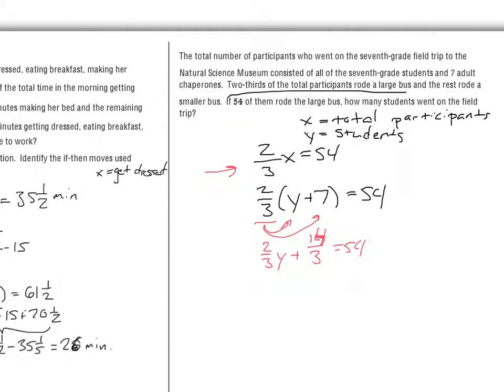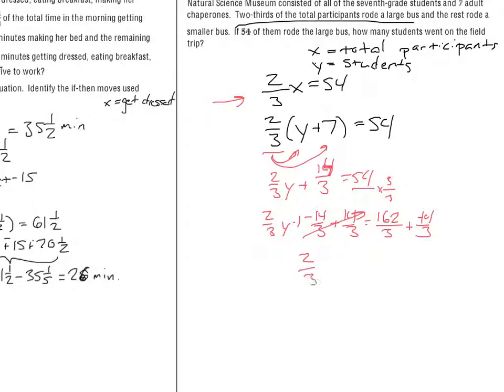I'm going to add a negative 14/3 to both sides, and so what I'm actually going to do is change this to an improper fraction with a denominator of 3. So it's going to be 2/3 Y plus 14/3 minus 14/3 is equal to 54. Okay, so times 3 over 3 is going to give me 162 over 3. And then we're adding a negative 14/3 to both sides. Two-thirds Y is equal to 148 over 3.